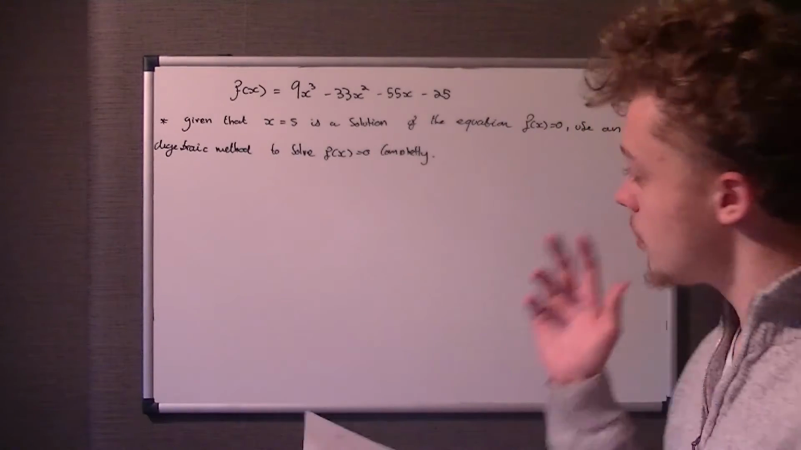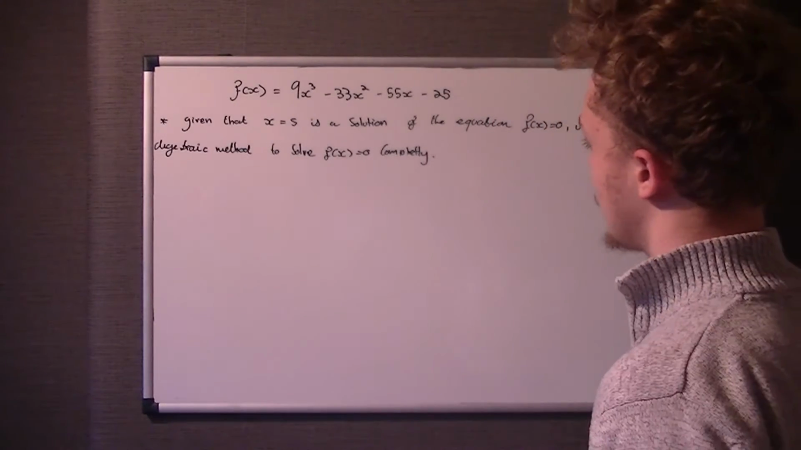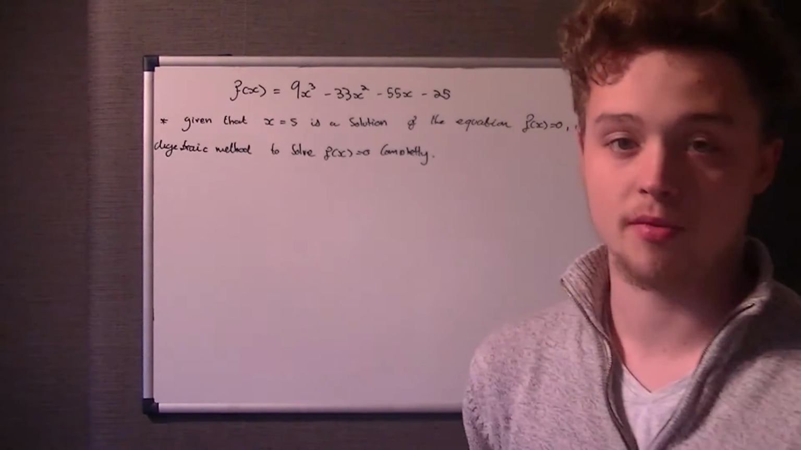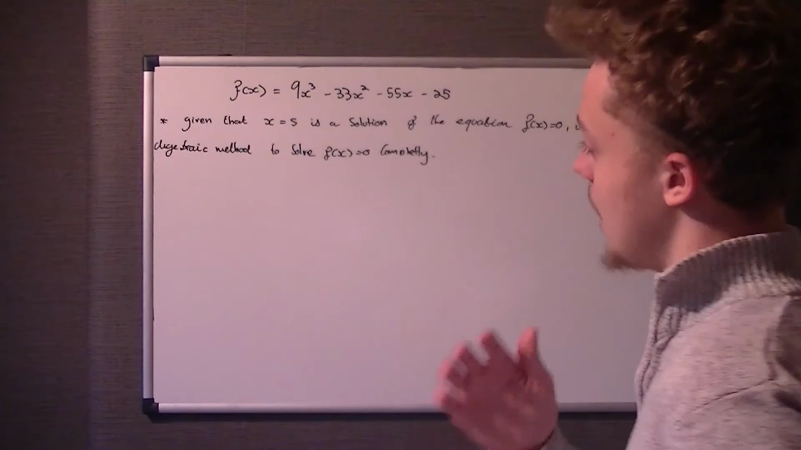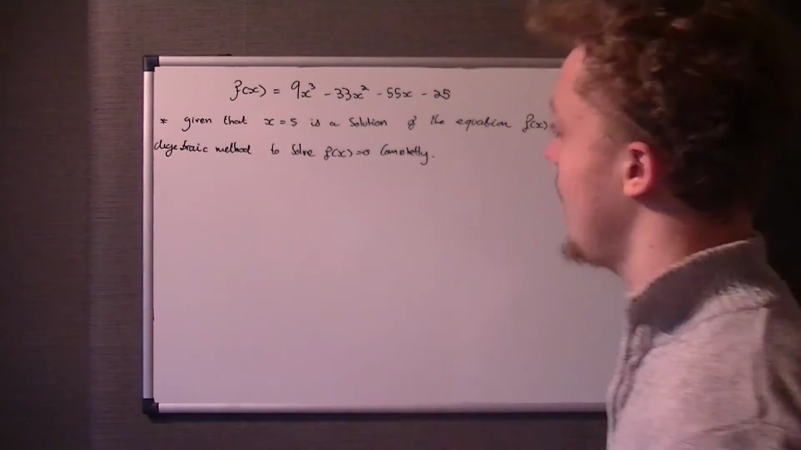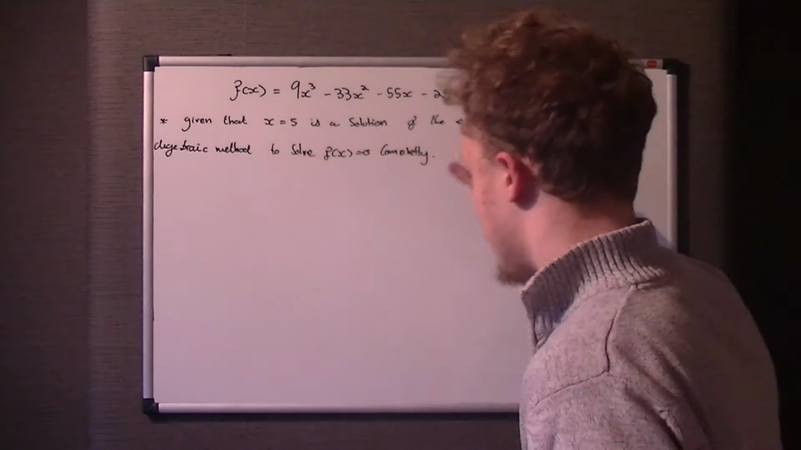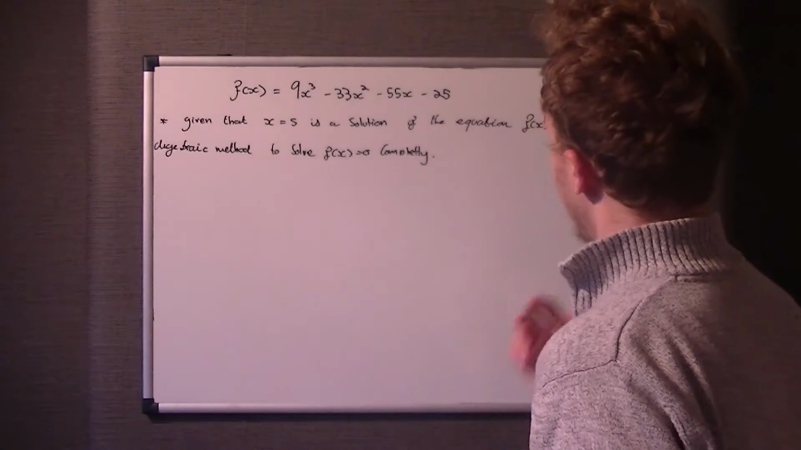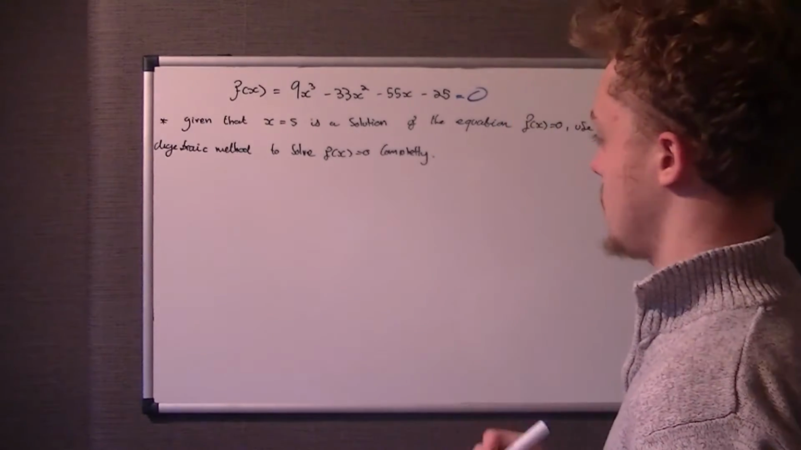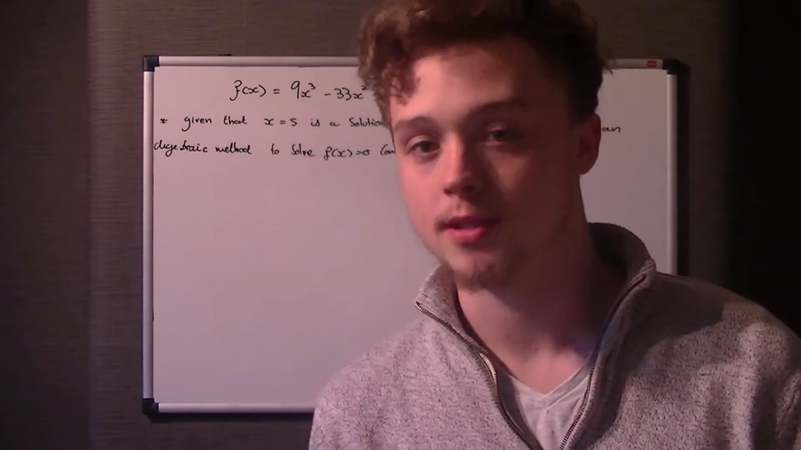Anyway, okay, so we're told that this is f of x, which is 9x cubed take 33x squared minus 55x take 25. And in a little paragraph below, it says, given that x equals 5 is a solution of the equation f of x equals 0, so in other words, this equation equal to 0, use an algebraic method to solve f of x equals 0 completely. In other words, this is just a solve an equation equal to 0 method.